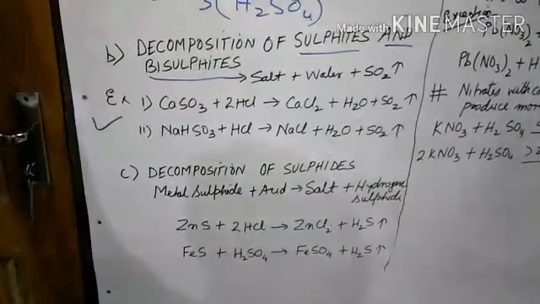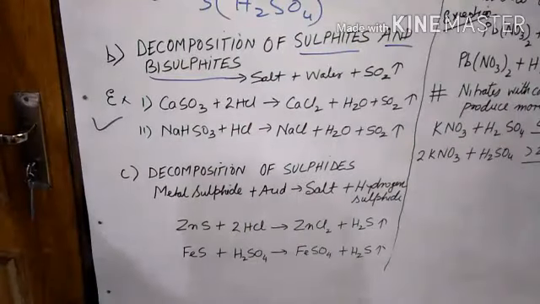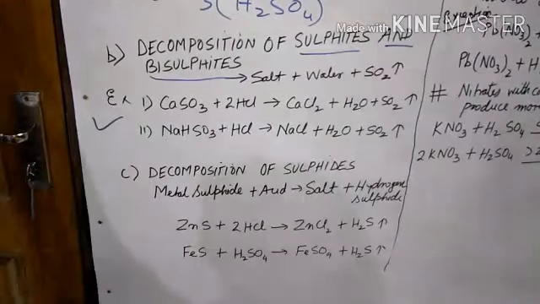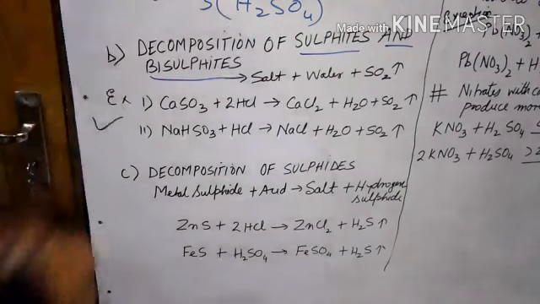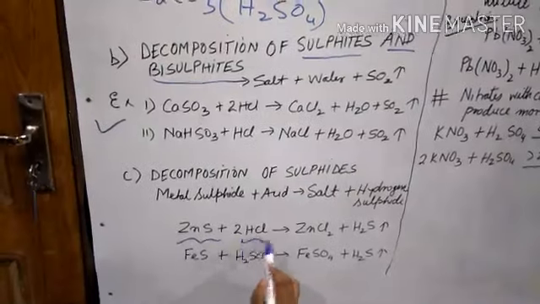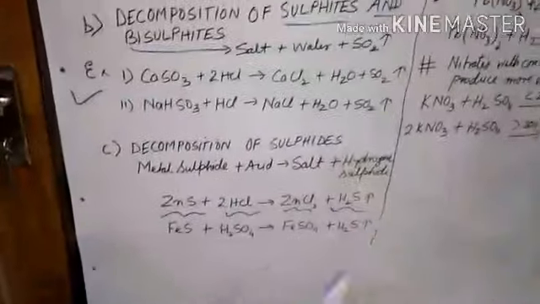Then we have decomposition of sulfides. Here we talk about sulfides. A metal sulfide reacts with acid to give salt and hydrogen sulfide. If you go to the example, zinc sulfide plus HCl gives zinc chloride plus H2S gas.